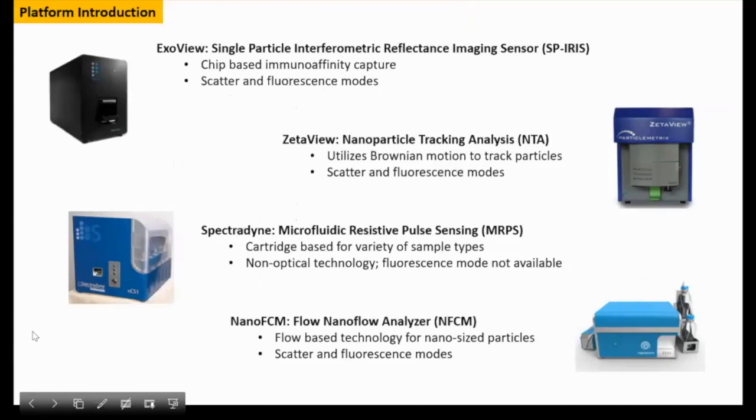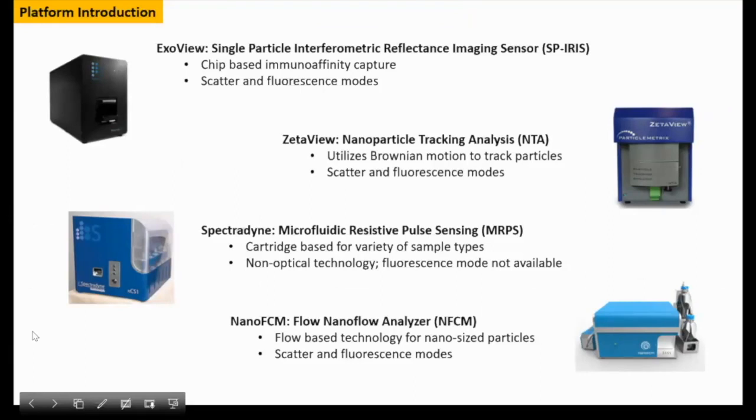Okay, so as you're all aware, the nuts and bolts of our paper came from these 4 orthogonal technologies from which we assessed sizing, counting, and phenotyping when available of our input samples. So I'm just going to briefly touch upon the 4 different technologies so that we're all on the same page.